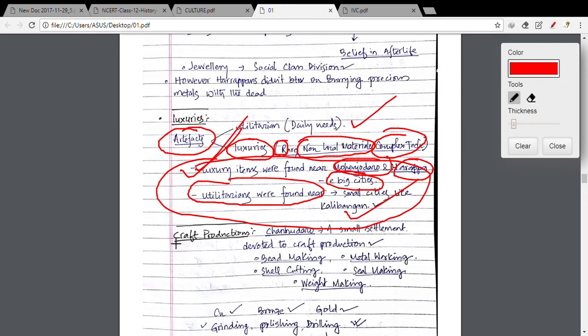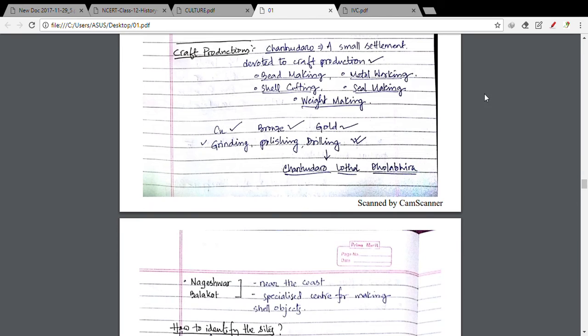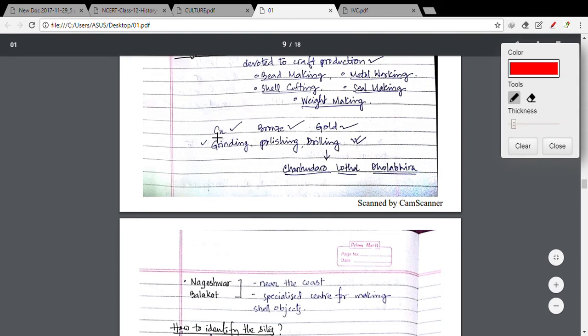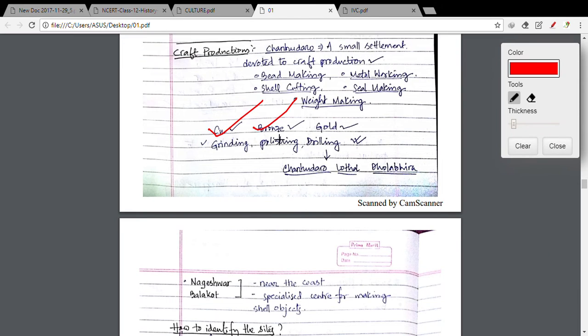Now if we talk about the craft production, Chanudhara was a place with small settlement which was devoted to craft production. Bead making, metal working, seal making, shell cutting and weight making. Now what are the different metals they used to use? They knew the use of copper, bronze and gold. And three important centers for this craft production: one is Chanudhara, one is Lothal, one is Dholavira.